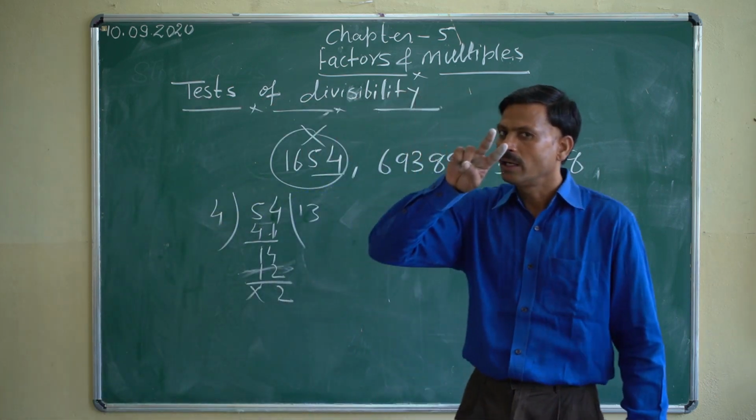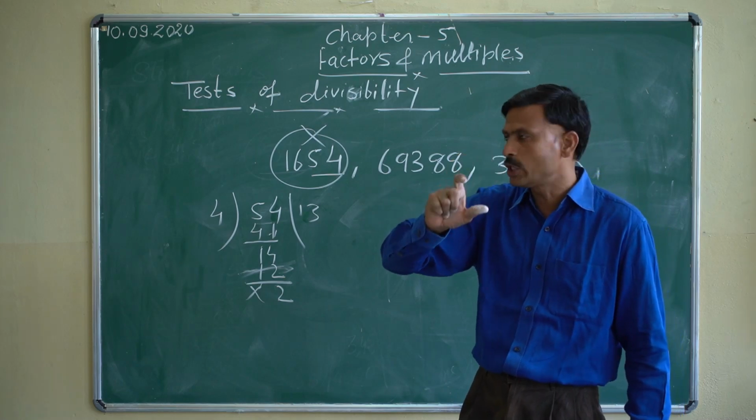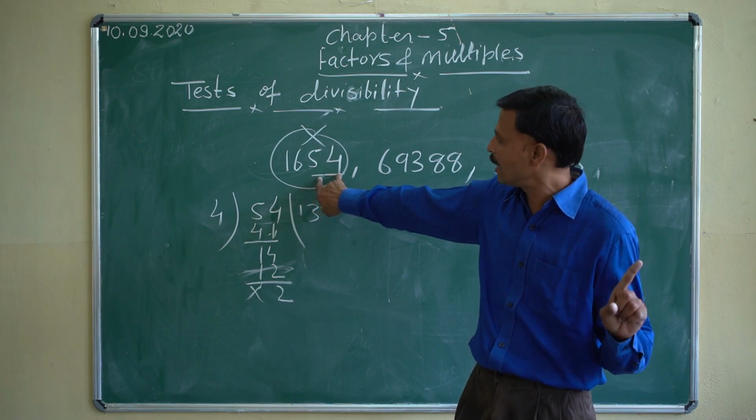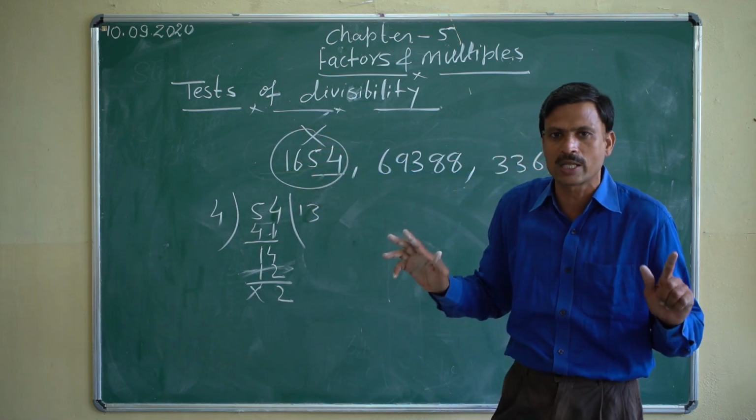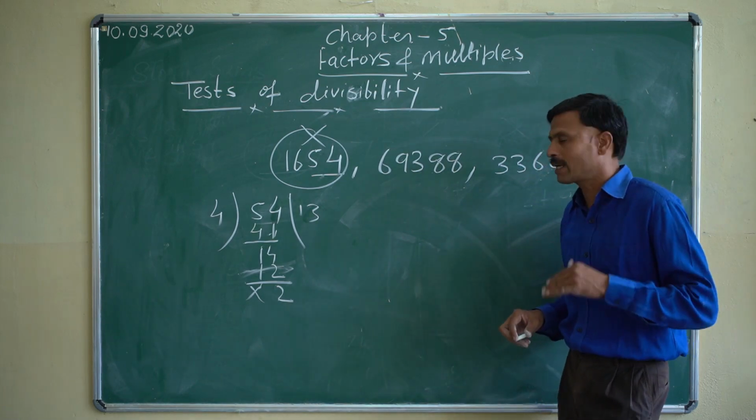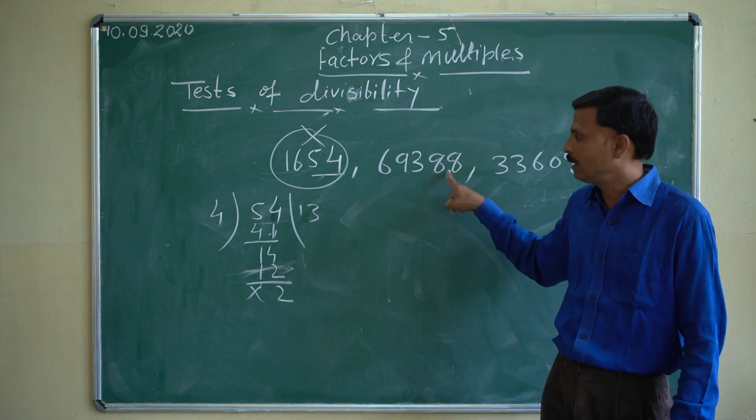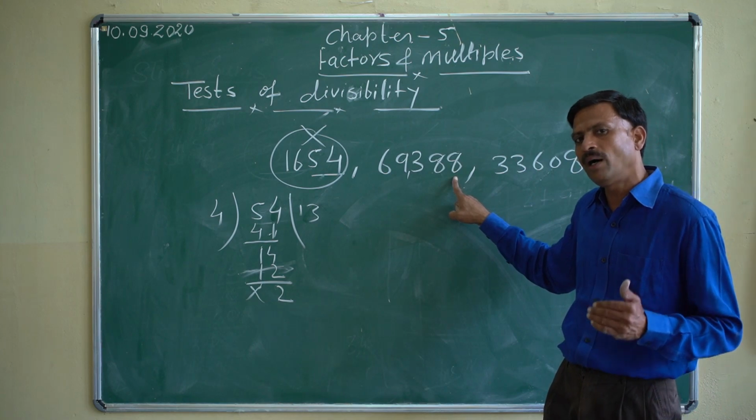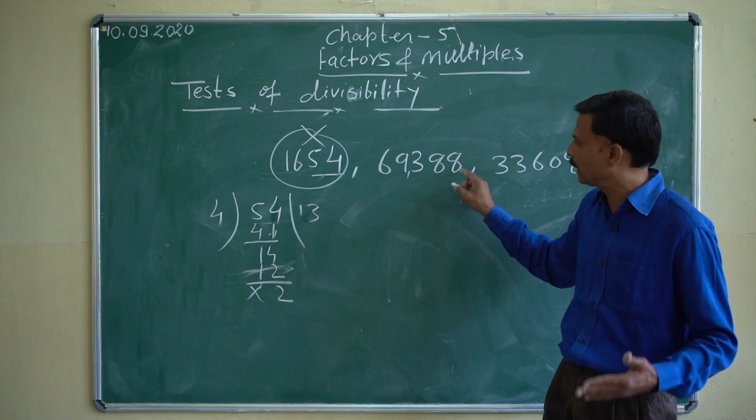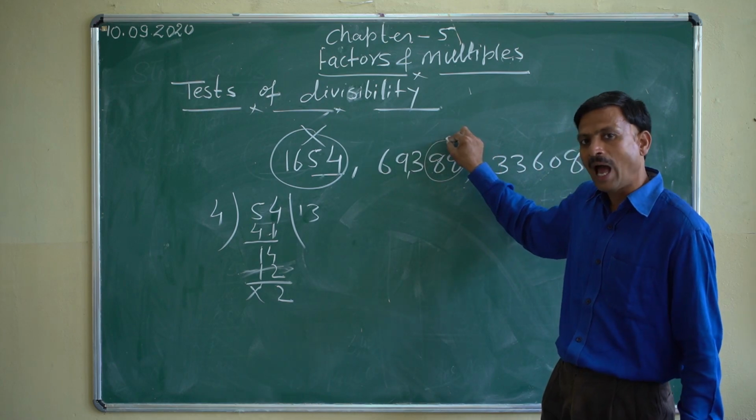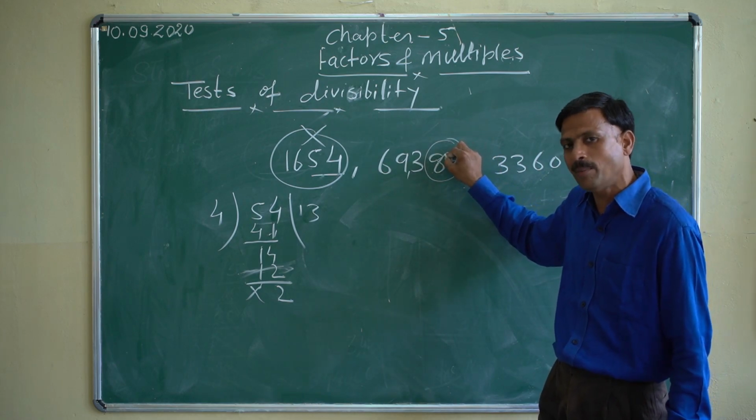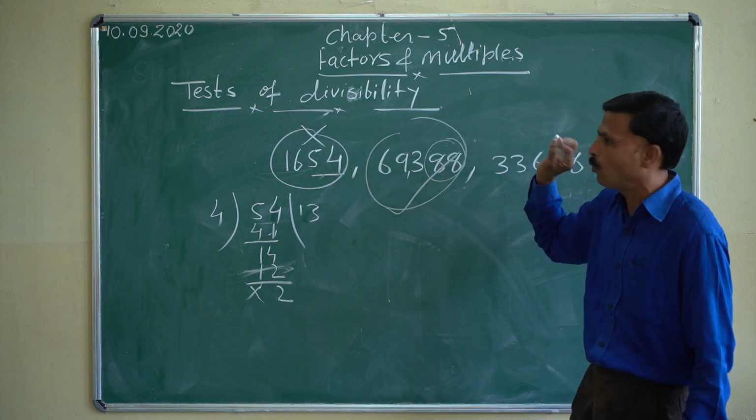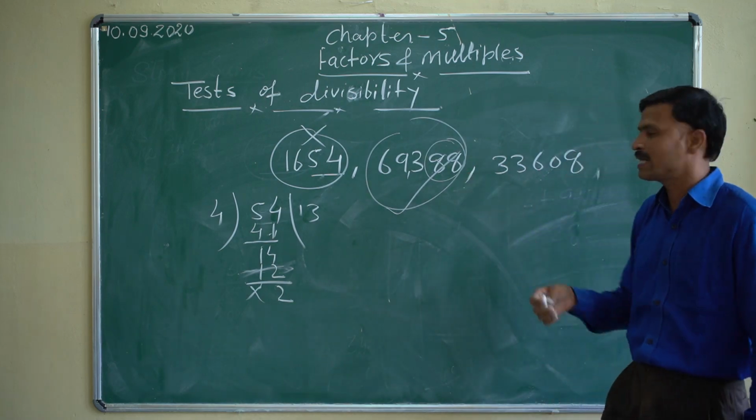Why? Because the number formed from the last two digits, that is 54, is not divisible by 4. That's why this full number is also not divisible by 4. Got it? Now the second number. In this full number, 69,388, the number formed from the last two digits is 88. And since this 88 is divisible by 4, that's why this full number is also divisible by 4. Got it? Any problem?